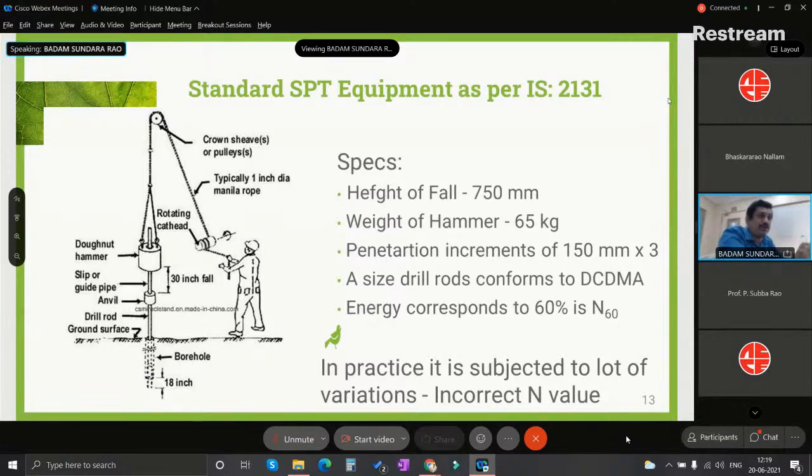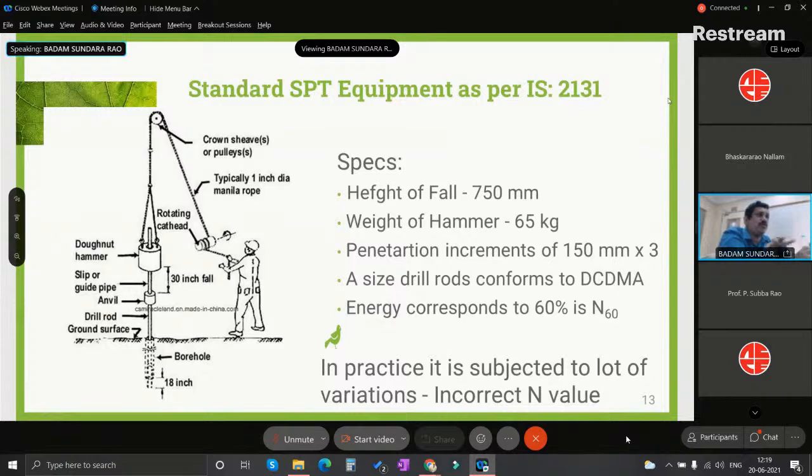And one more important point to observe is that most of the drilling contractors are using locally manufactured split barrels, and these do not meet the standard requirements of IS 2131. The sensitivity should also be checked before using the SPT split barrel. One more important point, and the utmost important one, which we are missing in Indian conditions, is the energy ratio.